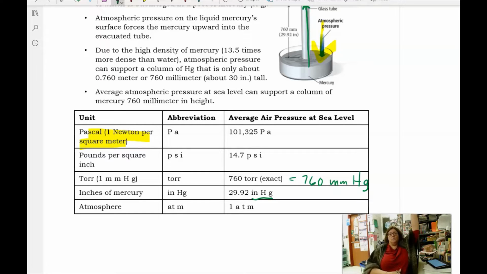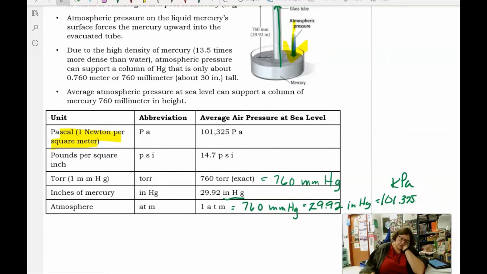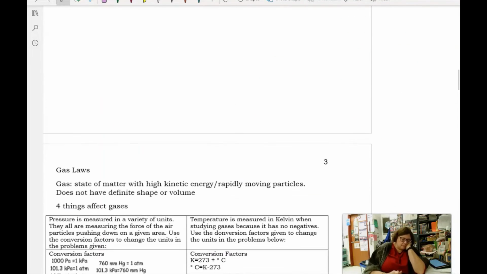You've got that column that is about 1 meter high, and average air pressure around here is usually around 29 to 30 inches of mercury. Atmospheric pressure, we use atmospheres also. 1 atmosphere is equal to 760 millimeters of mercury, which is equal to 29.92 inches of mercury, which is equal to 101.325 kilopascals. Okay? All right.